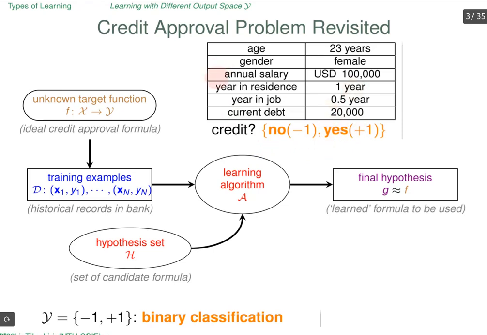Right? And we formally call these kinds of problems in machine learning a binary classification task because the output involves only binary output. And also this kind of problem is called supervised learning.